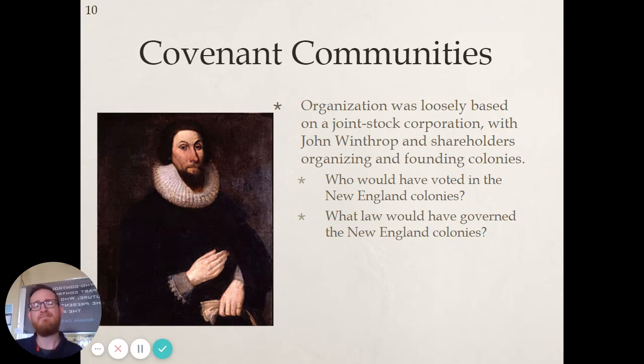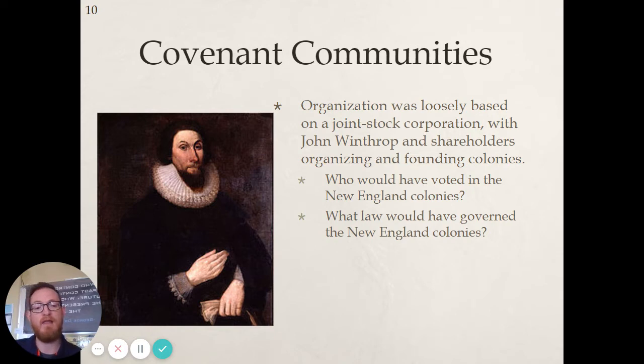Covenant communities. Now, you're going to see organization was loosely based on a joint stock corporation with John Winthrop, again, pictured there, and shareholders organizing founding colonies. But really, they were known as covenant communities, is what these New England ones were, because they all agreed to a covenant or a rule, usually based upon the Bible, and then their Mayflower Compact or whatever other covenants or compacts they would have come up with.